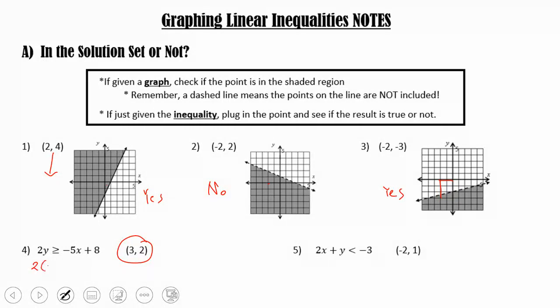So 2 times 2, negative 5 times 3, plus 8. So I'm answering the question, is 4 greater than or equal to negative 8 plus 8, which is 0? If that's a true statement, 4 is greater than 0, then I would say yes.